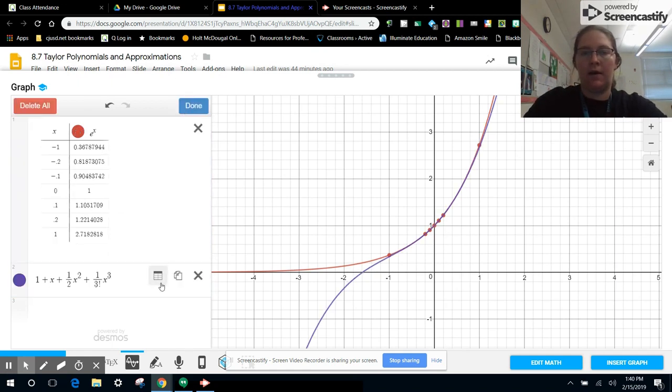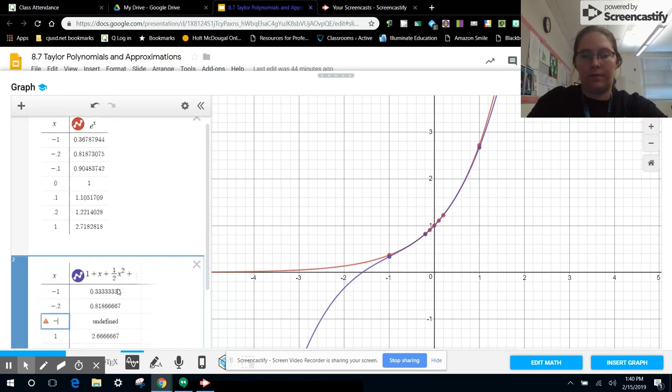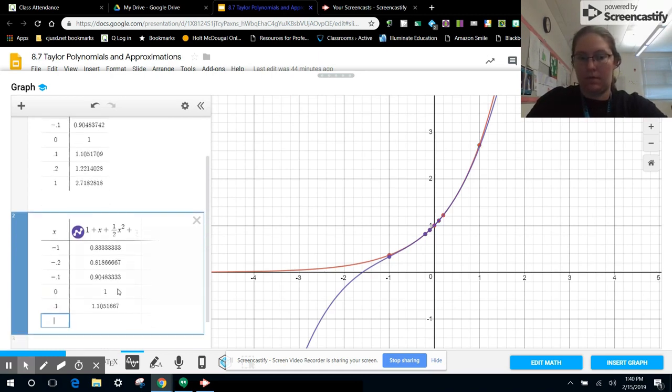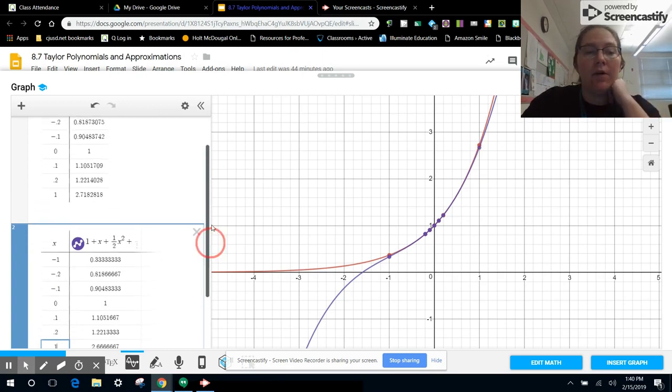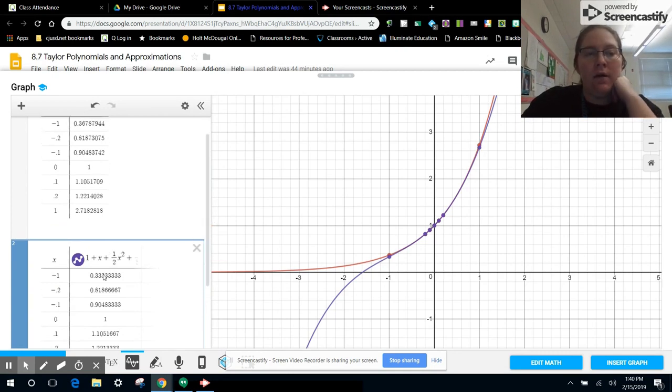Now I'm going to compare it to the table on this one. I'm going to hit my gear, table, and put in the same table values, and we're going to see how close the approximation is. All right, so looking at our tables, at -1 they're close, but they're off by about 300ths, sorry, about 300ths.